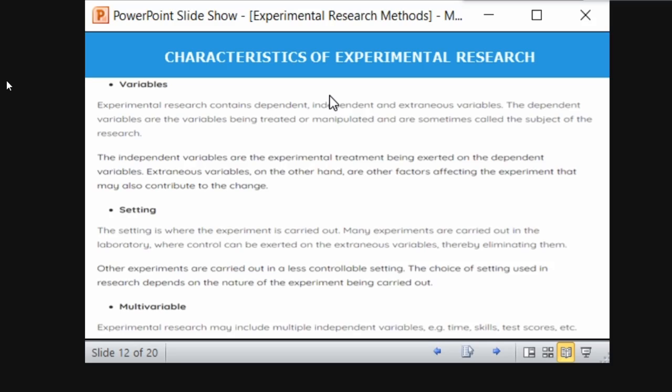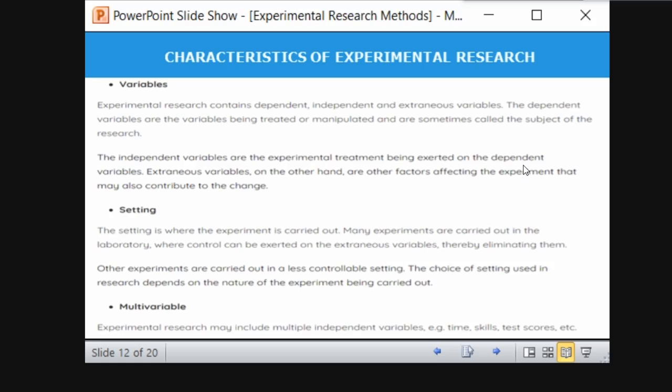Extraneous variables are the factors affecting the experiment that may also contribute to the change. A good example: I am teaching, I am giving a lecture on Google Classroom, right? Here, the lecture is the independent variable. Students, you are the dependent variable. The extraneous variable is the internet connection, or a power cut. Those are there, but sometimes they don't directly affect. On certain occasions they will affect. So these kinds of lurking variables are called extraneous variables.